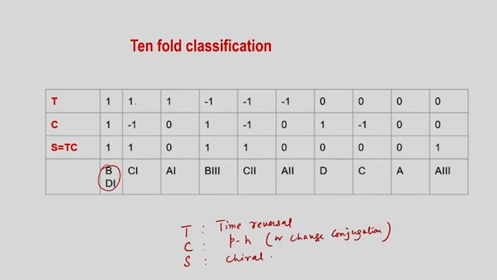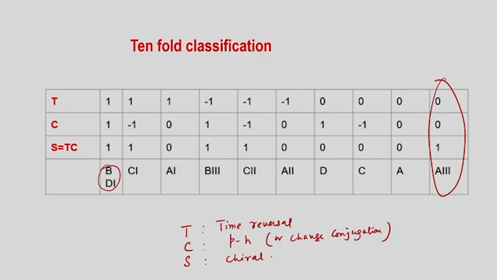Then if it's +1, -1 and 1, it's called CI, and then it's AI, and then it's B3, C2, A2, D, C, A, A3 and so on. This is the last class, the 10th class, where T is equal to 0, C is equal to 0. That is, these two symmetries are not there. It's not invariant under time reversal or the charge conjugation symmetry, but still the system has a chiral symmetry, and that's called the A3 class. Okay, so these are all the names that are proposed.